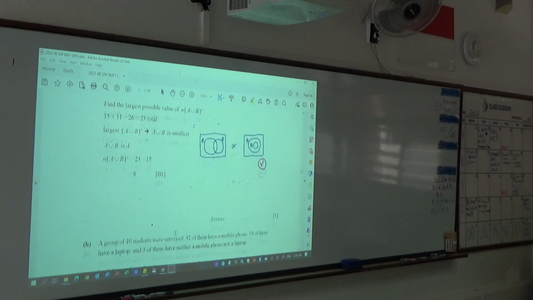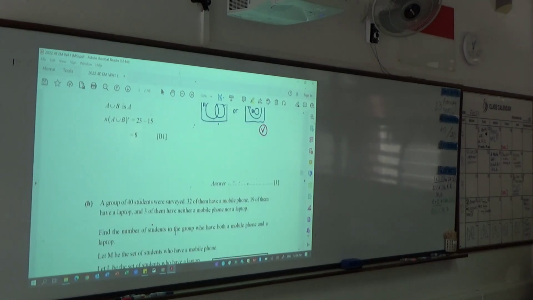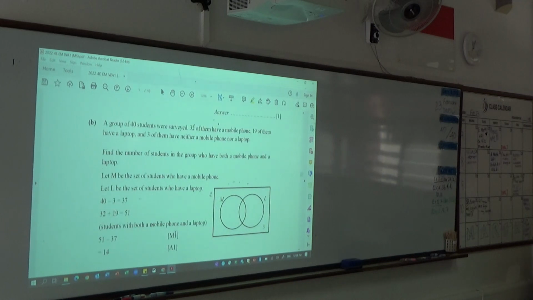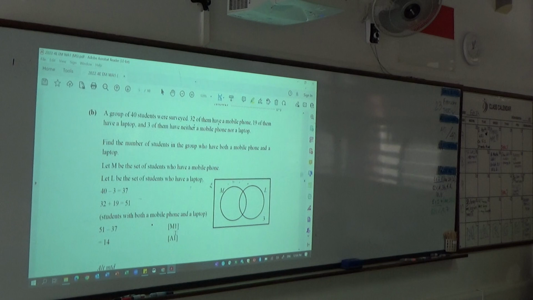Alright, moving on. Part B. Some of us in the class, it's not just one person, interpreted this question as a probability question. I want us to notice that this is actually a set question.